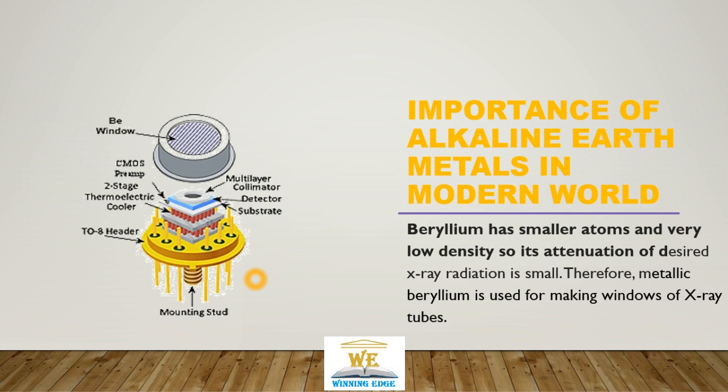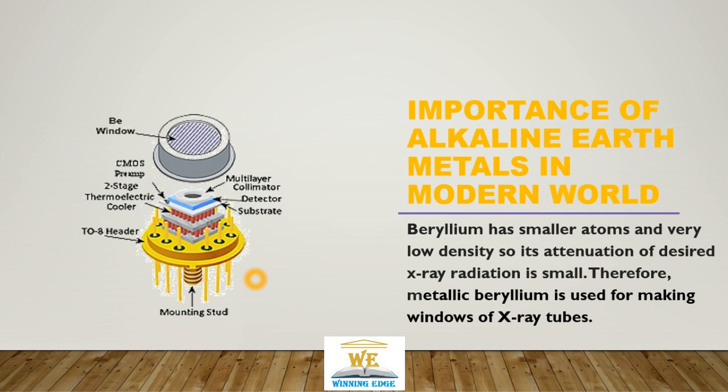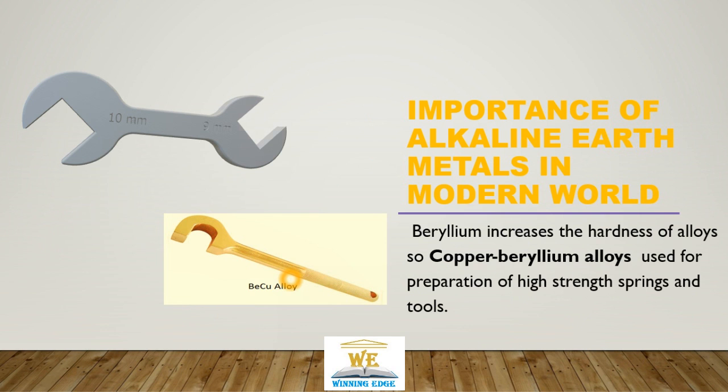Beryllium, you see, because of its small size, low density, has very low X-ray attenuation. Attenuation means reduction in intensity. For this reason, metallic beryllium is used for making windows for X-ray tubes, because it will not reduce the intensity of the X-rays required. Other applications we can see.